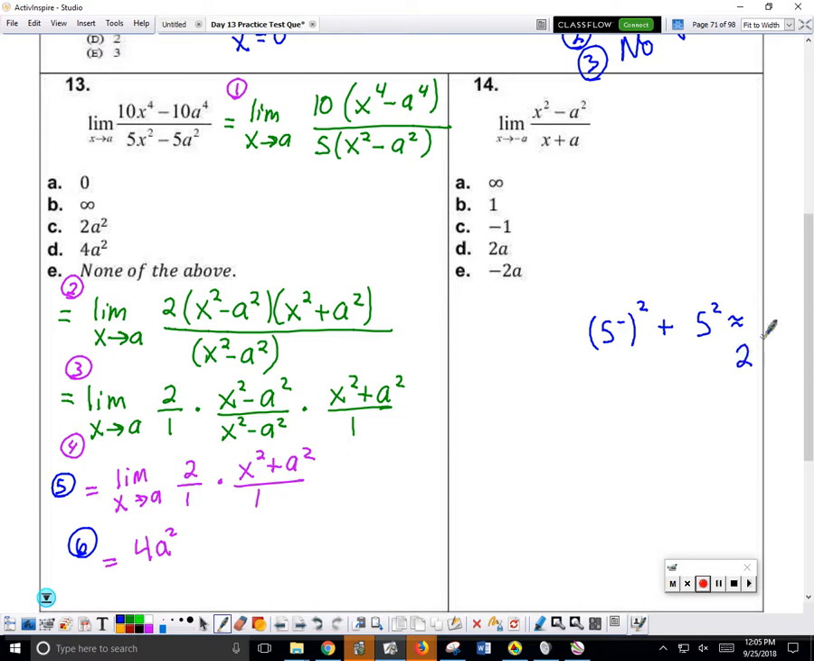So this is really, if you need to leave, you can. I'll just keep talking. This is 2 multiplied by 5 squared.